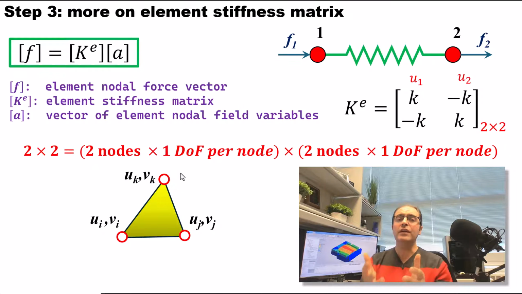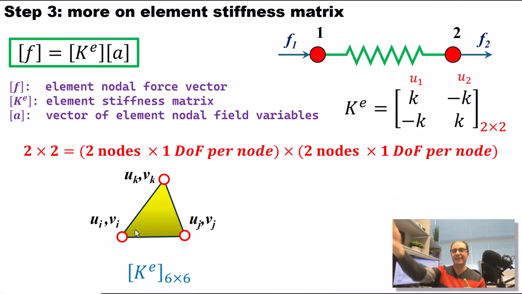How many degrees of freedom in total do we have? We have 3 nodes, each node has 2 degrees of freedom, so in total we have 6 degrees of freedom. Now I'm going to ask you, what is the size of the stiffness matrix? I'm going to give you 2 seconds. Ready? Hopefully you could guess. It is 6 by 6 because you have in total 6 degrees of freedom. Let's go to the next level.